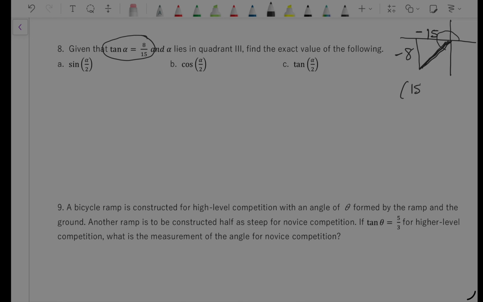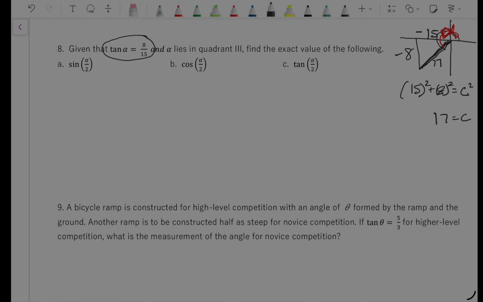Okay, little side work to find the hypotenuse here. Negative 15 squared plus negative 8 squared will equal the hypotenuse squared, and we will end up getting 17. All right, now let's answer some of this. So this is for alpha, this angle that got us all the way over here, that's angle alpha.